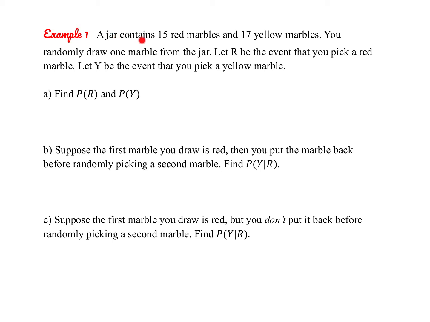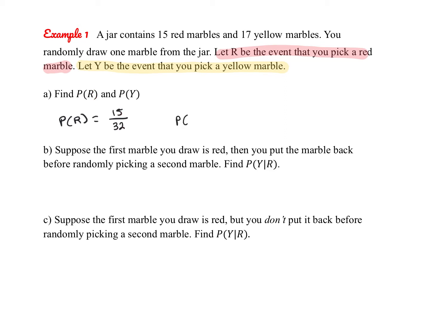A jar contains 15 red marbles and 17 yellow marbles. You randomly draw one marble from the jar and let event R be the event that you pick a red marble, and let event Y be the event that you pick a yellow marble. First we're going to find the probability of R and then the probability of Y. For the probability of event R, there are 15 red marbles and 32 total marbles. So the probability of picking a red marble is 15 over 32.